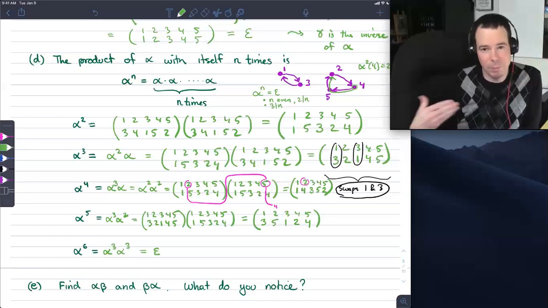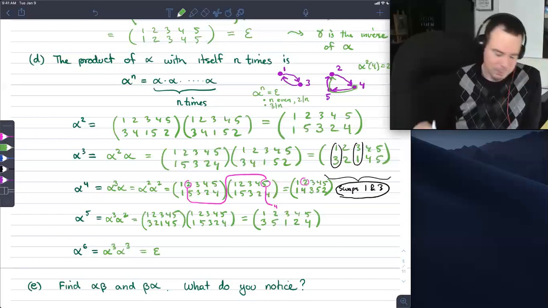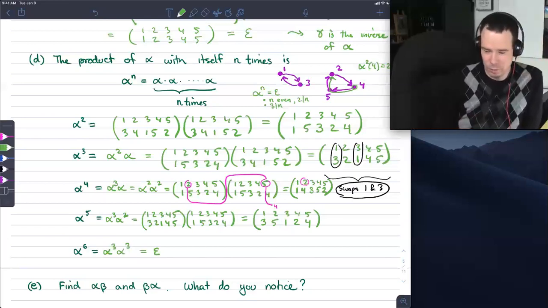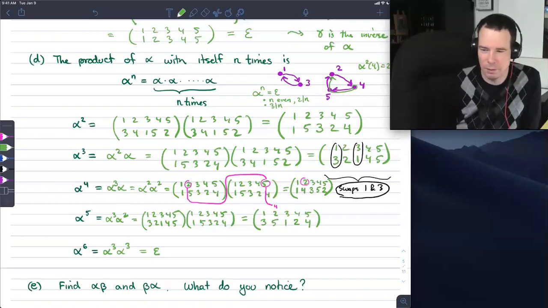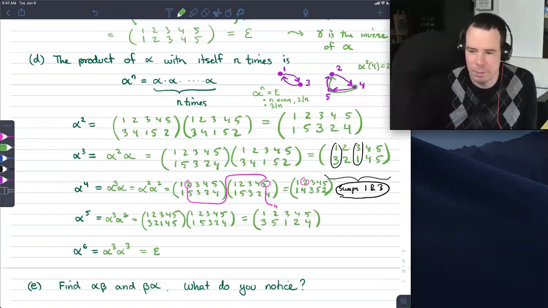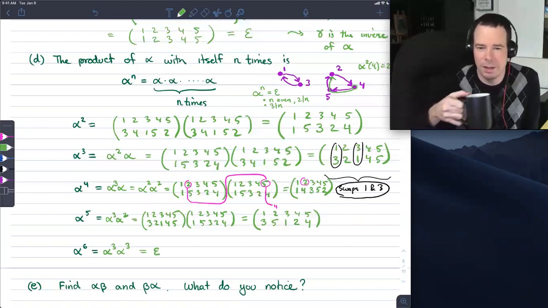Now this is what I mean by avoiding calculations when we can. Notice that I didn't do alpha to the 6 by actually writing down alpha 6 times, nor did I do it by taking alpha to the 5 times alpha, or alpha to the 4 times alpha squared. I did it by alpha cubed times alpha cubed, because if I look back at alpha cubed, I notice that that's just a swap of 2 objects. And so doing it twice swaps them back. And so this is what I mean by calculating without calculating.